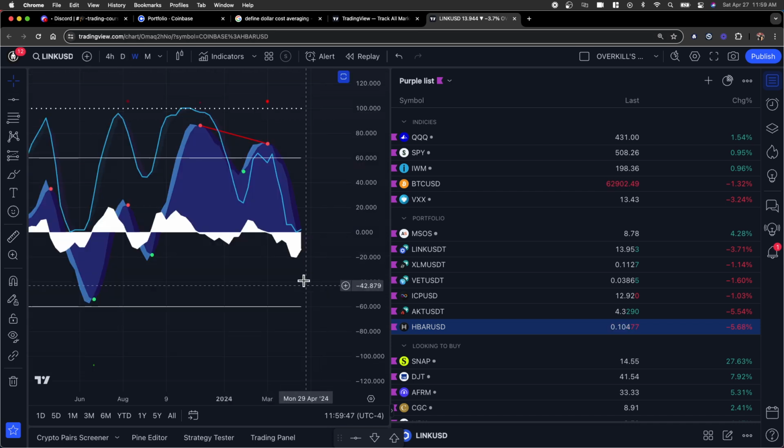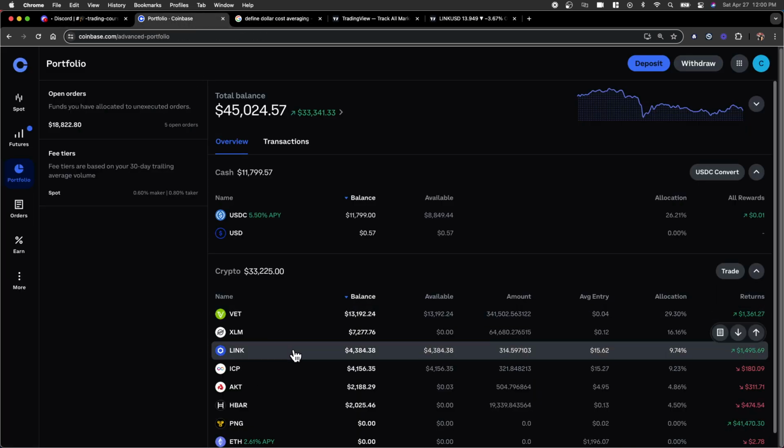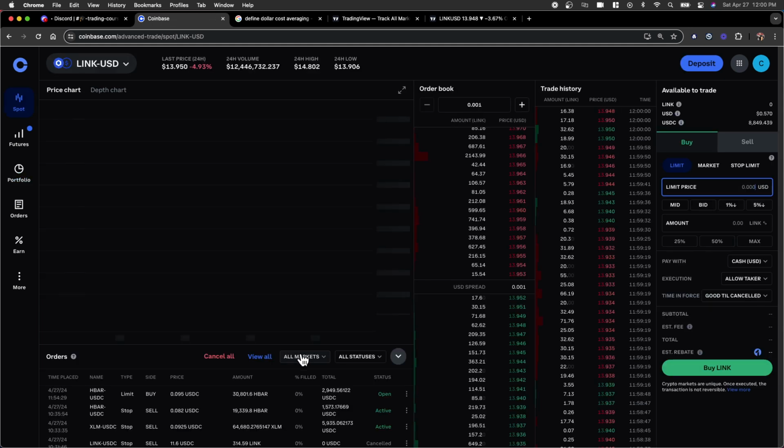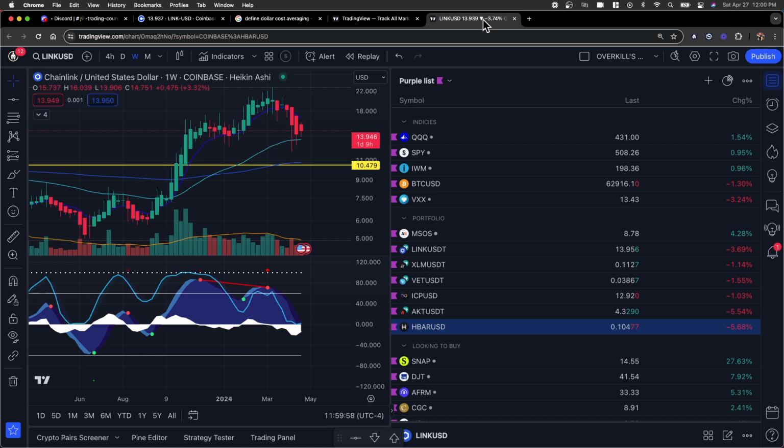So look where the stochastic is on Chainlink right now. I just don't think there's a lot more room to dump. And if it does dump down lower, if it breaks 10.50, we're going to be in trouble and we're going to go into a bear market. But I just don't see that happening right now. So I don't even really want to set a stop loss, but I'm going to do it for the sake of this video. So if you come over here, I'm going to set a stop limit order. The stop price is the price that it's going to break. So if this thing breaks down below 10.50, 10.40, we're probably going to be in trouble.